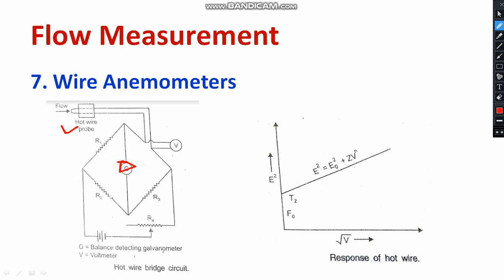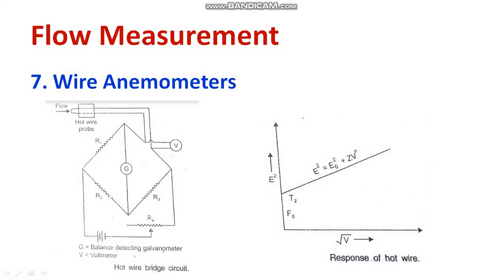Here G is the detecting galvanometer, needed to verify whether the bridge is balanced or not. And V is the voltmeter. So this is your hot wire bridge circuit, and you can see the response curve. In the response curve, we see the EMF versus V, that is, a curve of E square versus square root of V. This is your response curve.